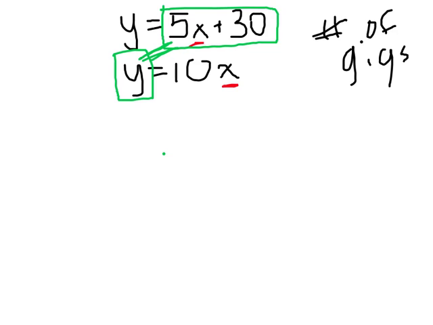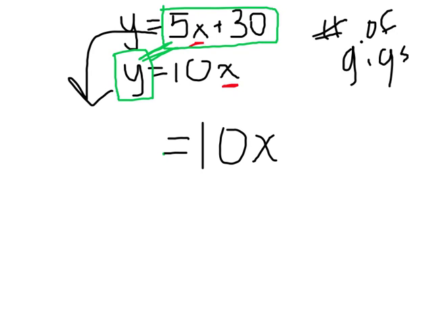So my second equation, I used to have y equals 10x. In place of that y, I'm going to put my 5x plus 30. So 5x plus 30 equals 10x. What variable am I solving for again? My x, so I'll just solve this equation.